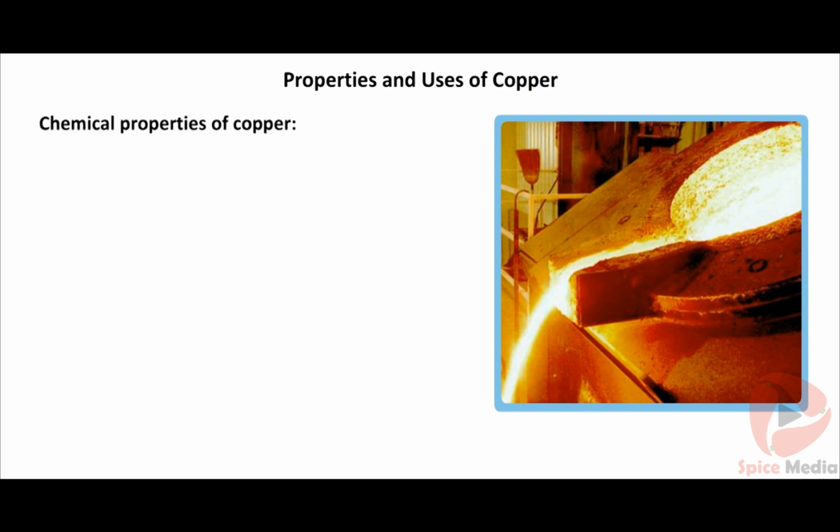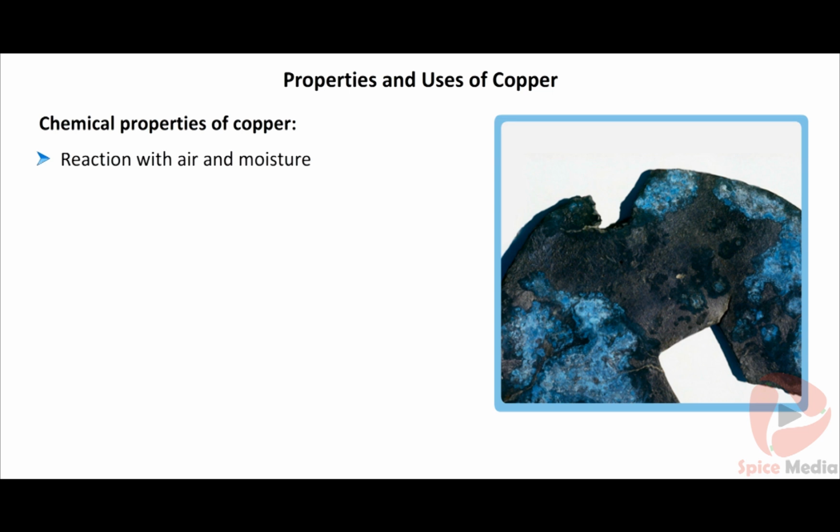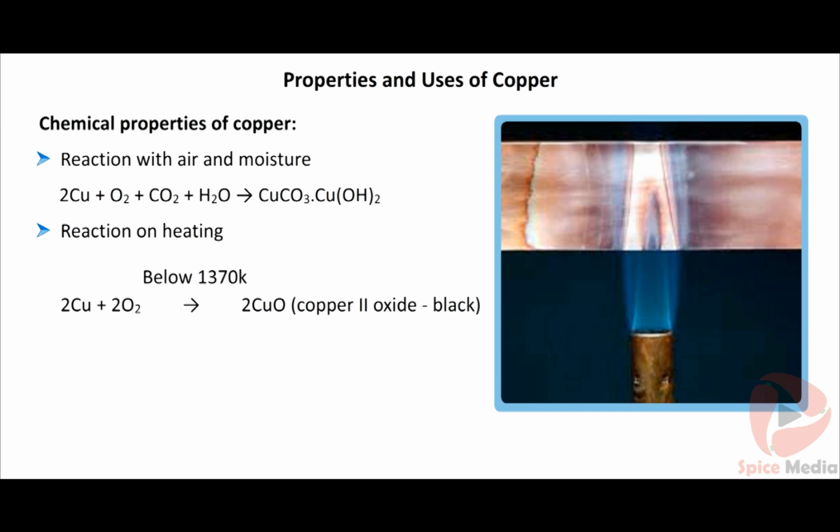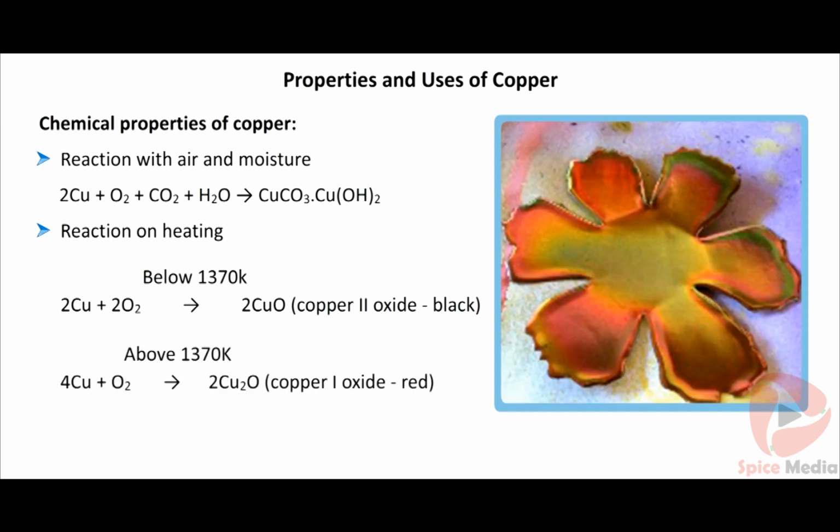Chemical properties of copper. Reaction with air and moisture. Copper in the presence of CO2 and moisture gets covered with a green layer of basic copper carbonate. 2Cu + O2 + CO2 + H2O gives CuCO3.Cu(OH)2. Reaction on heating. On heating at different temperatures in the presence of oxygen, it forms two types of oxides, CuO and Cu2O. 2Cu + O2 gives 2CuO. 4Cu + O2 gives 2Cu2O.